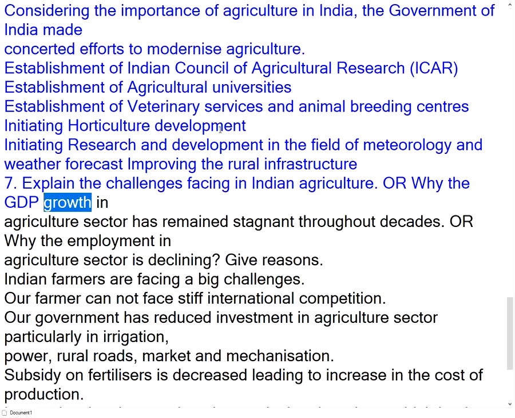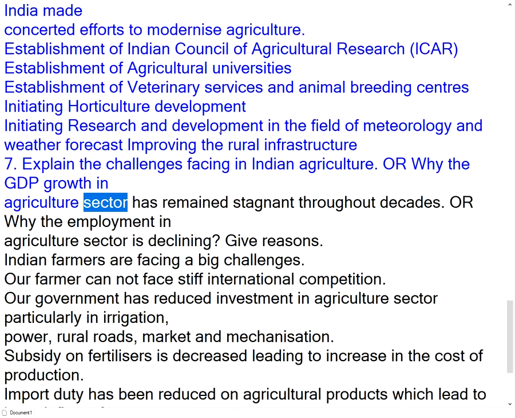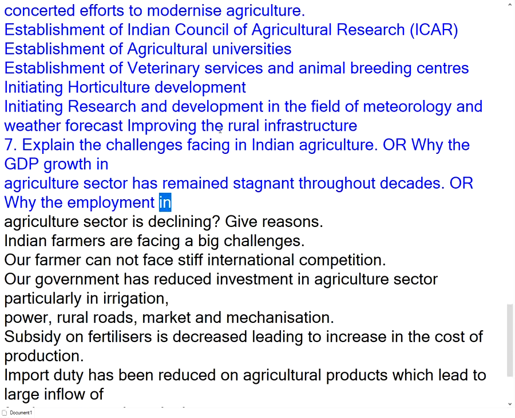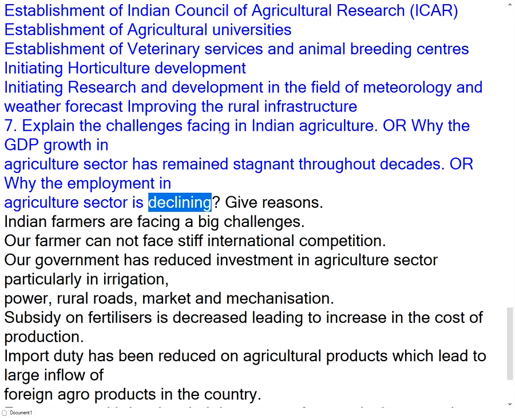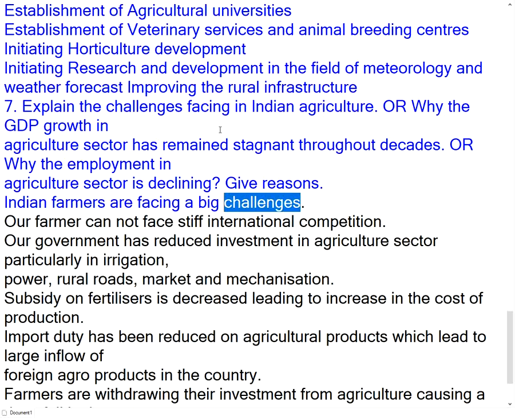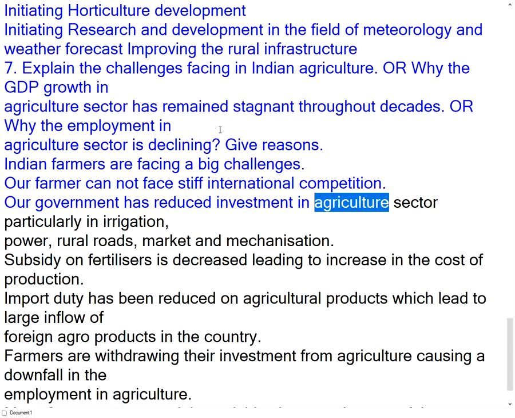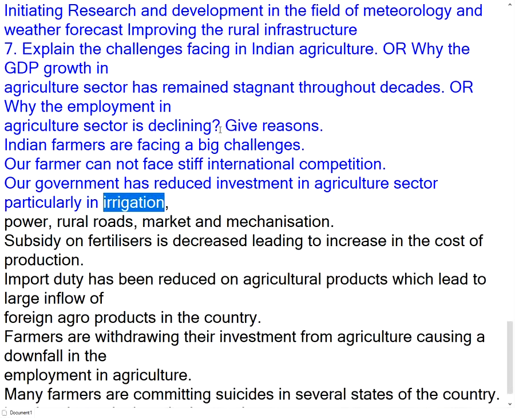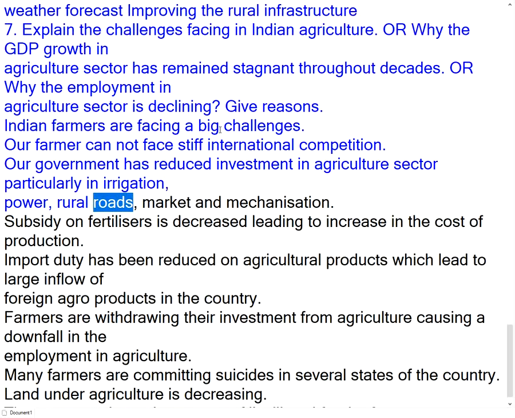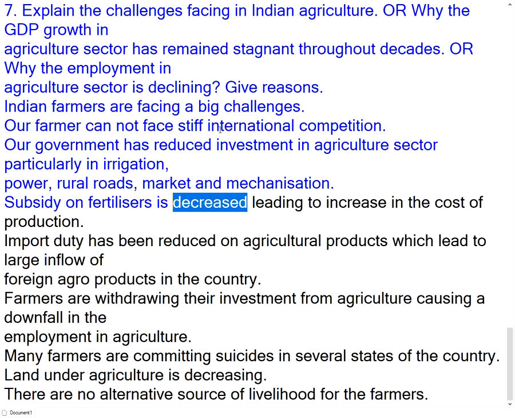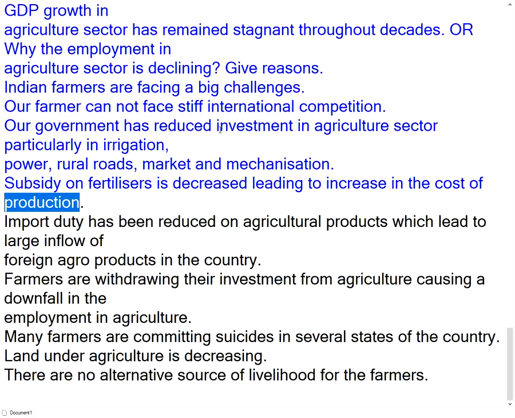Or why the GDP growth in the agriculture sector has remained stagnant throughout decades. Or why the employment in the agriculture sector is declining. Give reasons. Indian farmers are facing big challenges. Our farmers cannot face stiff international competition. Our government has reduced investment in the agriculture sector, particularly in irrigation, power, rural roads, market, and mechanization. Subsidy on fertilizers is decreased, leading to an increase in the cost of production.